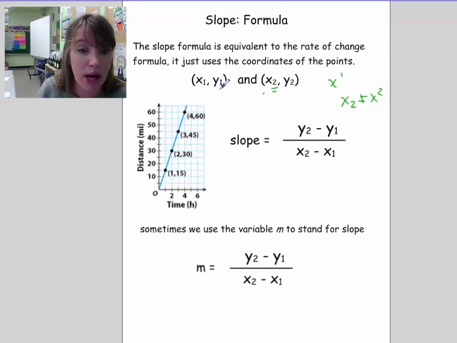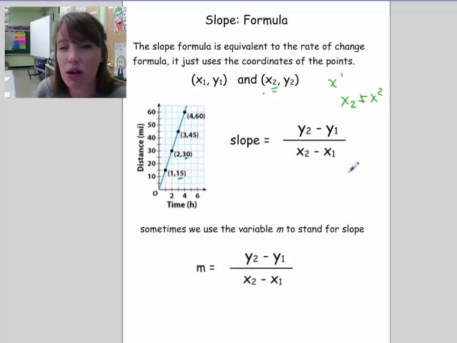And likewise with the y coordinate. Y sub 1 is the y coordinate of the first point, and y sub 2 is the y coordinate of the second point. All right. So to get the slope or the rate of change, we're going to take two y coordinates, like this one and this one, and subtract them, right? That's the difference between the two y coordinates. And we're going to divide that by the difference between the two x coordinates.